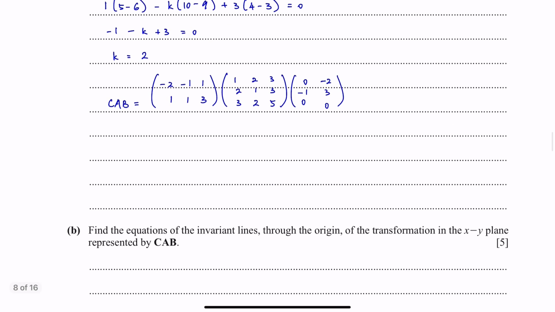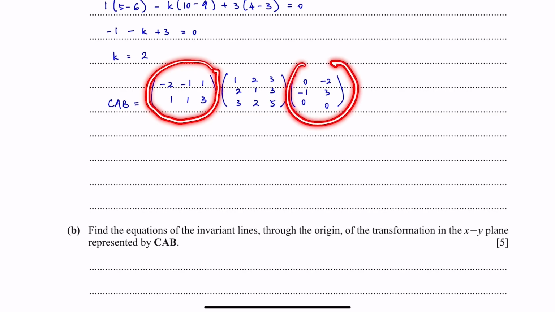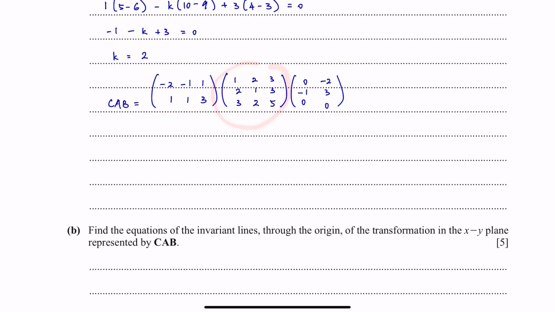Take note that for matrix multiplication, you either do this first or you do this first. So you cannot say, oh, I multiply this and this together first and then only multiply this. No, it has to be in sequence. So I will do these two first.